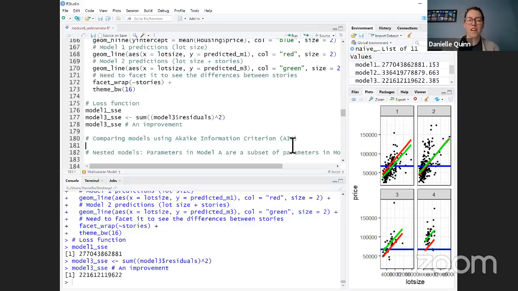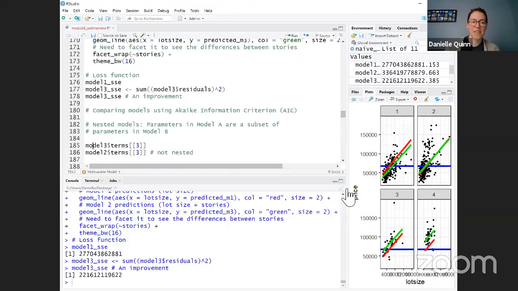Now there's one very important rule about when you can and cannot use AIC. You can only use AIC if your models are nested. Nested kind of has 2 parts to it, and we're really going to focus on one of them here. Nested means that your parameters in model A are a subset of your parameters in model B. Parameters being things like your predictor variables in this instance.